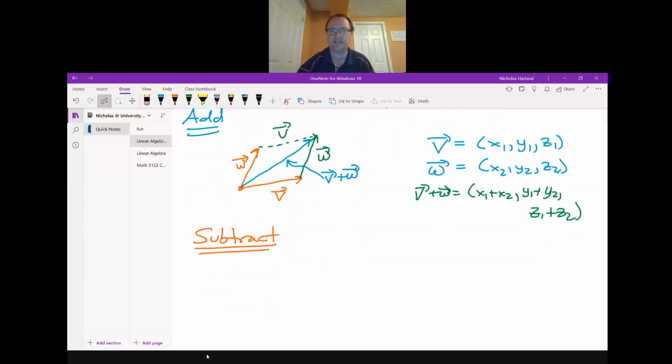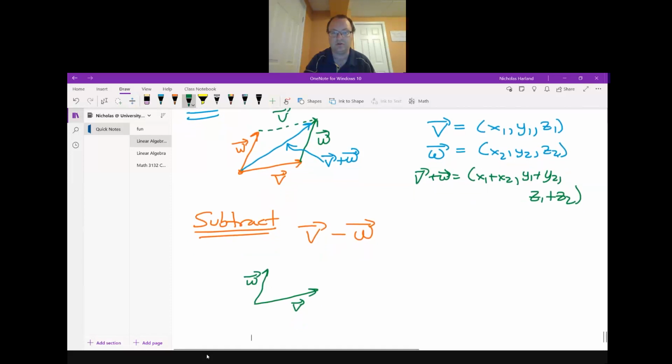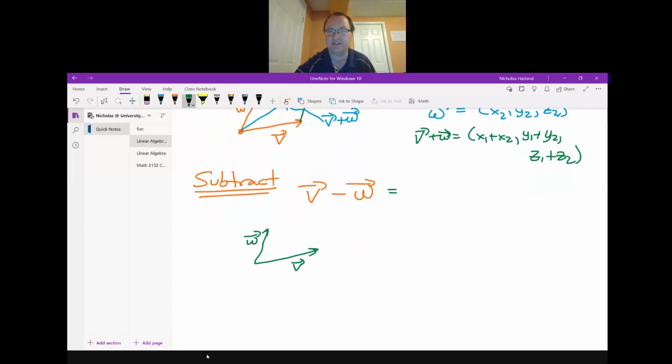So for subtracting, let's say we wanted to go V minus W. There's a couple ways of thinking about this. So let's take our same two vectors, looking at the geometry. I'll try and draw them the same. Personally, I like to think of subtracting W instead as adding the negative.